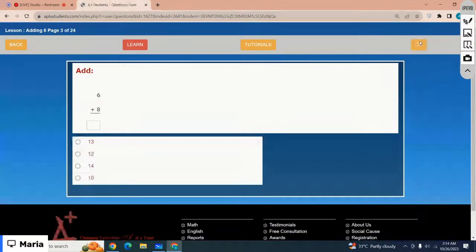Okay, the next one is 8 plus 6. So, which is the correct option? Start with 8 and count up 6. So, 8 plus 6 makes, yes, that is 14. 8 plus 6 makes 14.